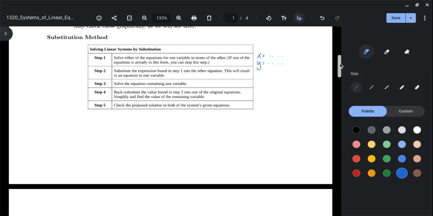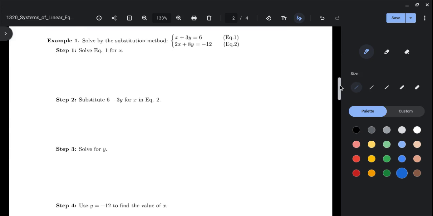All right, so let's go ahead and look at our first example. So we're asked to solve by the substitution method, and we have a system of two equations, and they are x plus 3y equals 6, and 2x plus 8y equals negative 12. So first thing, like I said, is one of our equations easily solvable for one of our variables? And we can see that in equation 1, we can get x by itself in a few steps.